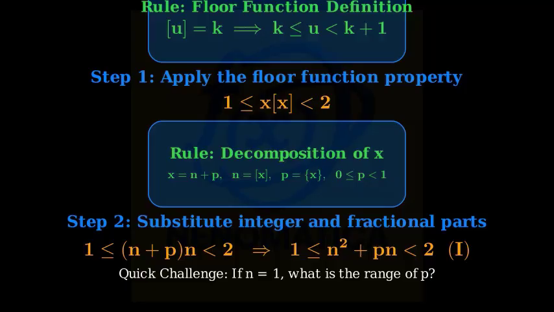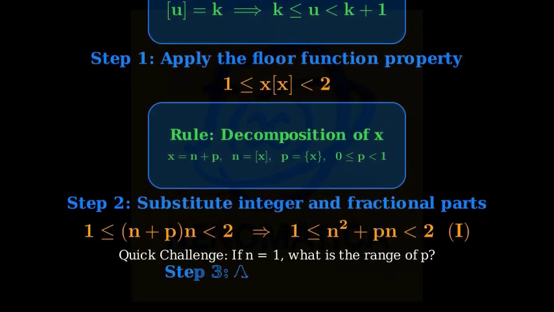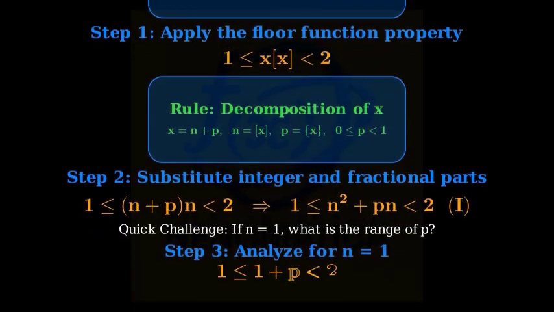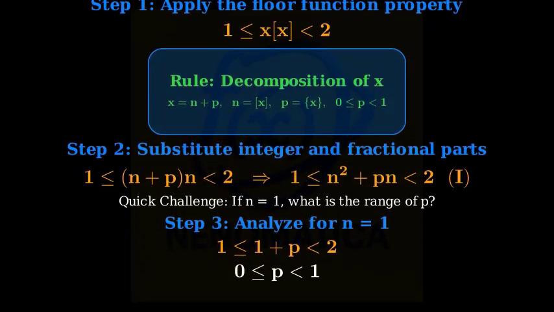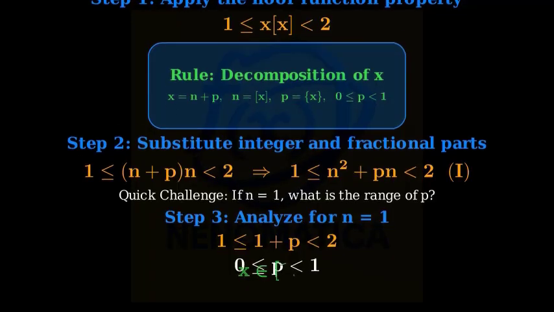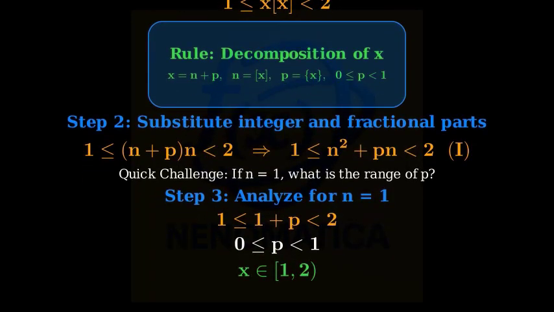Step 3. Analyze n equals 1. Substitute n equals 1 into inequality capital I to get 1 is less than or equal to 1 plus p less than 2. Subtract 1 to get 0 less than or equal to p less than 1. Therefore, x belongs to the interval from 1 inclusive to 2 exclusive.